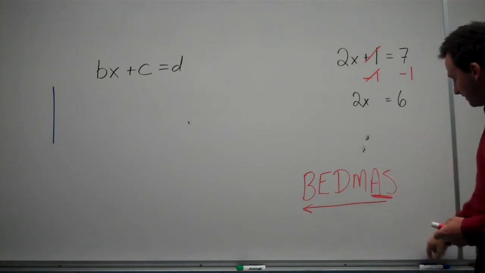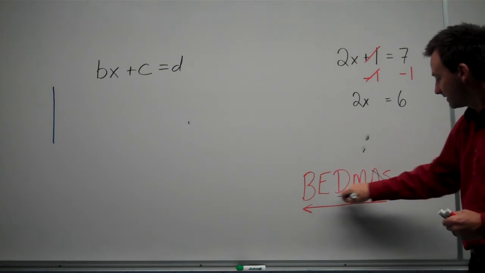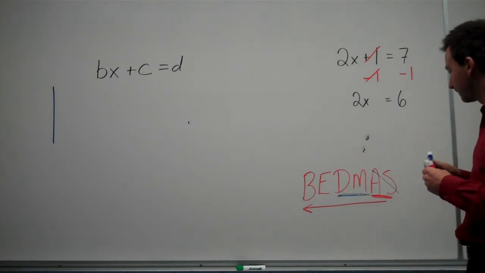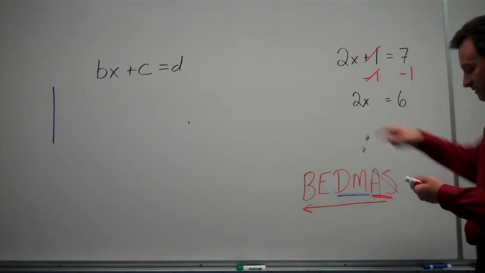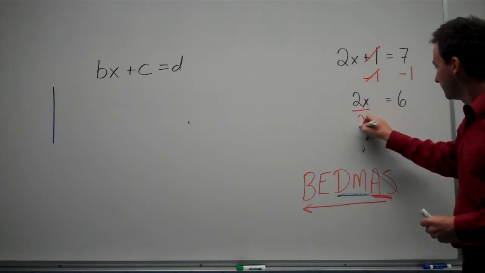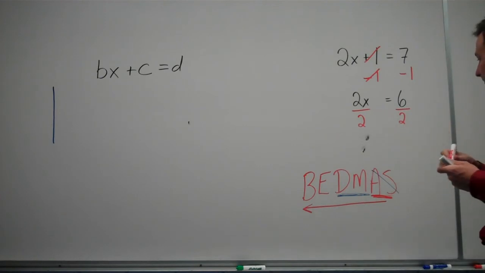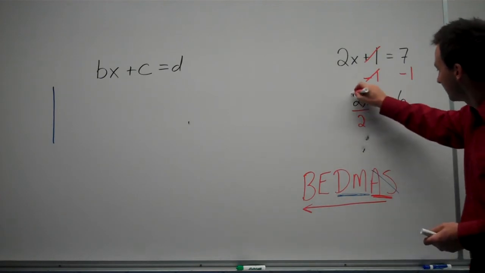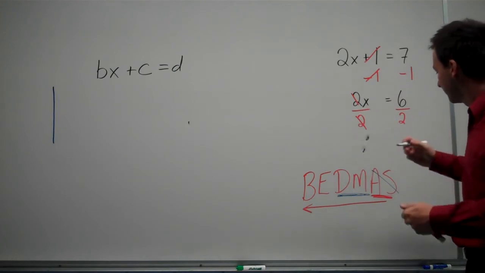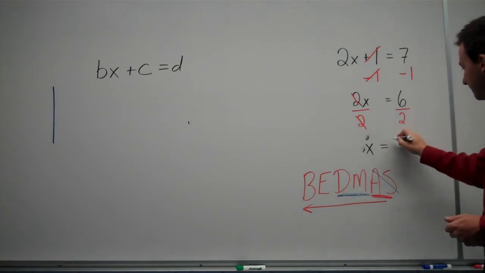We've done the adding and subtracting. There's no more adding and subtracting in our equation where we're solving for x. So we move on to the next part of order of operations, which is dividing and multiplying. There's a 2 multiplied to the x. So in order to move the 2 to the other side, we have to do the opposite of multiplying. Opposite of multiplying is dividing. So we divide each side by 2. 2 divided by 2 is 1. 1 cancels out. And we are left with x is equal to 6 divided by 2 is 3.